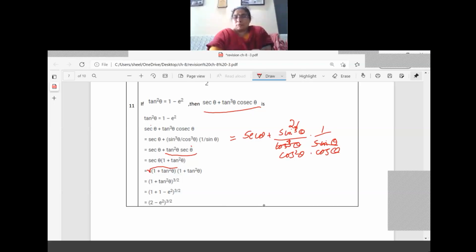Again, without root, 1 plus tan square theta is there. So with root, what is the power? 1 plus tan square theta equal to 1 by 2, and 1 plus tan square theta is here, the 1 only. So 1 and 1 by 2 will be added by the exponents rule, so it will be equal to 3 by 2. Now what is the next step? We should substitute what is tan square theta. Tan square theta substituted as 1 minus e square, so you will get the answer 2 minus e square whole raised to 3 by 2.